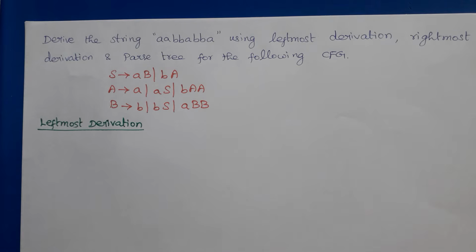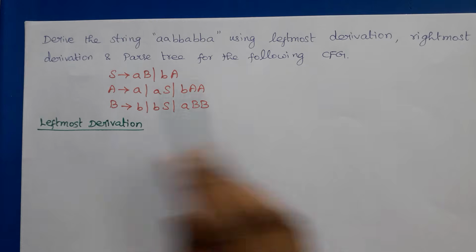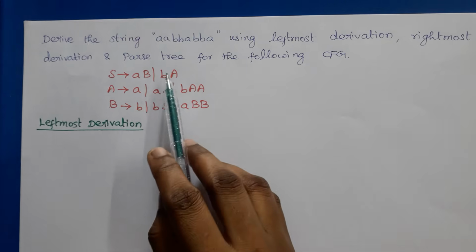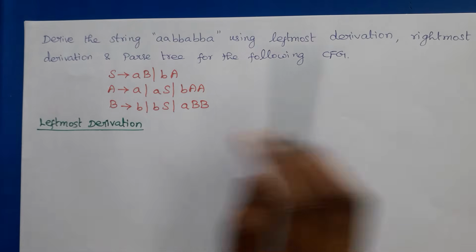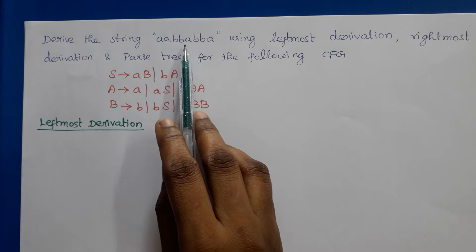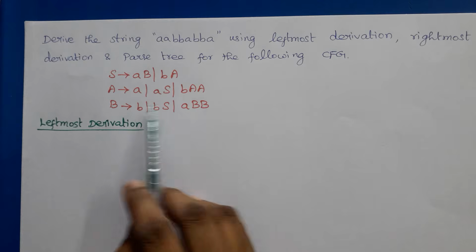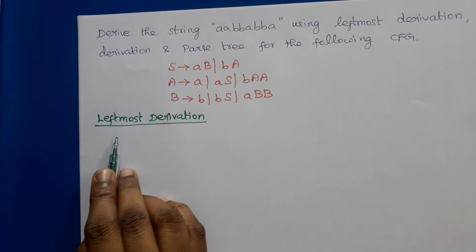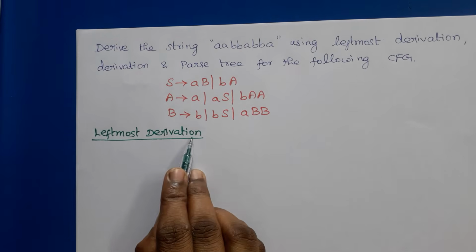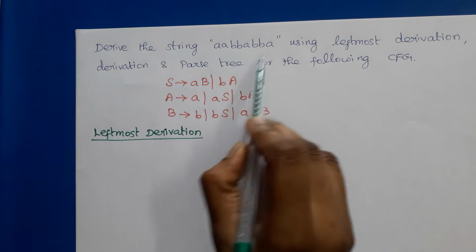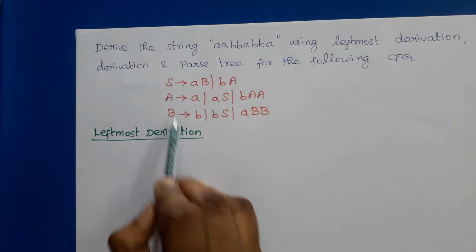Hello everyone. In this lecture, we are going to see an example for leftmost derivation, rightmost derivation and parse tree. So we need to construct leftmost derivation, rightmost derivation and parse tree for this input string for the grammar given CFG. So first try to construct leftmost derivation. So we have to derive the string from this grammar.